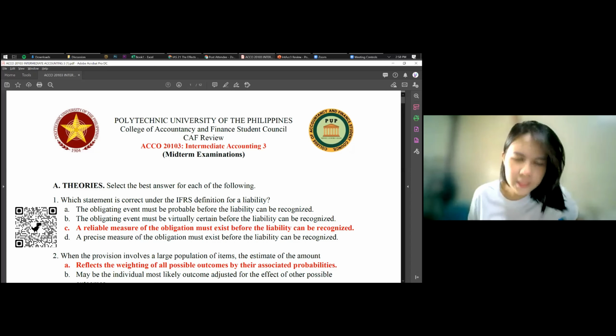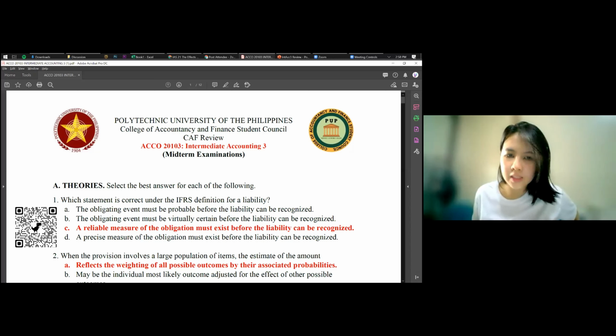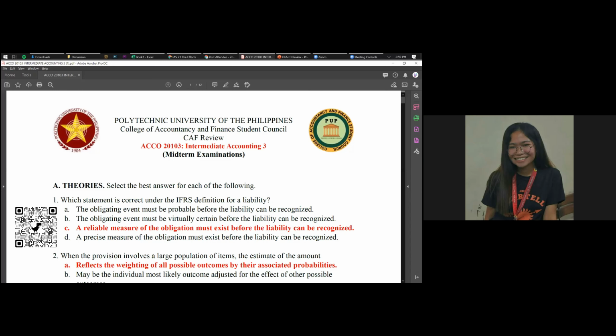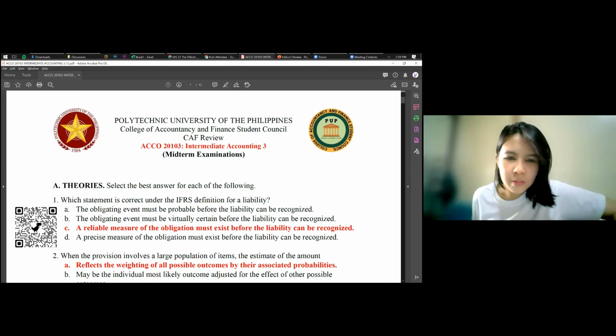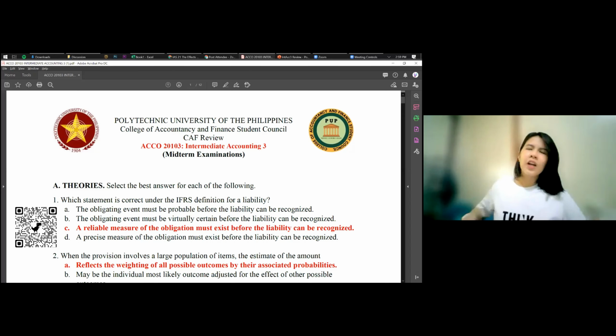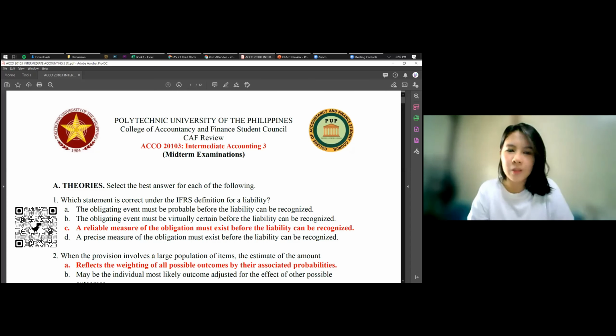So, C, a reliable measure of the obligation must exist before the liability can be recognized. So, yes, of course, for a liability to be recognized and not disclosed only, kailangan meron siyang reliable measurement or reliable estimation. Diba? So, yes, pwede. Baka nga siyang sagot. Hindi ako sure. So, ayan. A precise measure of the obligation must exist before liability can be recognized. So, actually, we're not using precise, diba? Sabi ko nga sa inyo, may edge ang nagbabasa ng standard, because we are using a reliable measure of the obligation.